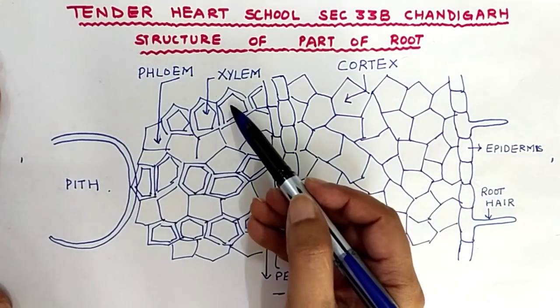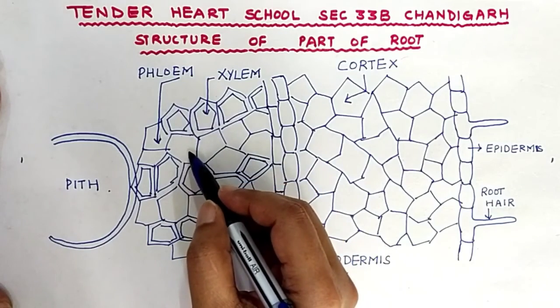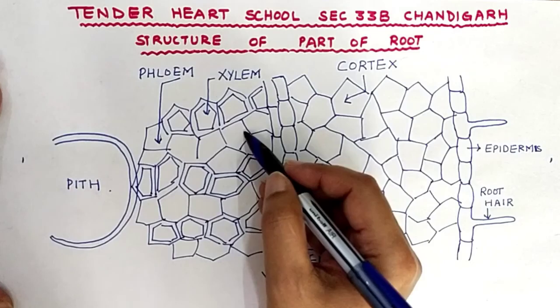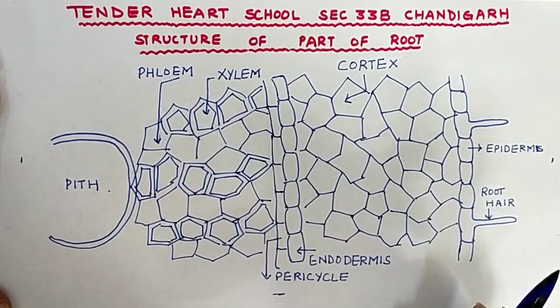So xylem we show with double wall and phloem we show with single wall. So these are xylem cells and these are phloem cells. Now the function of xylem is to conduct water in the plant and phloem conducts food in the plant. So this is all about the structure of root.